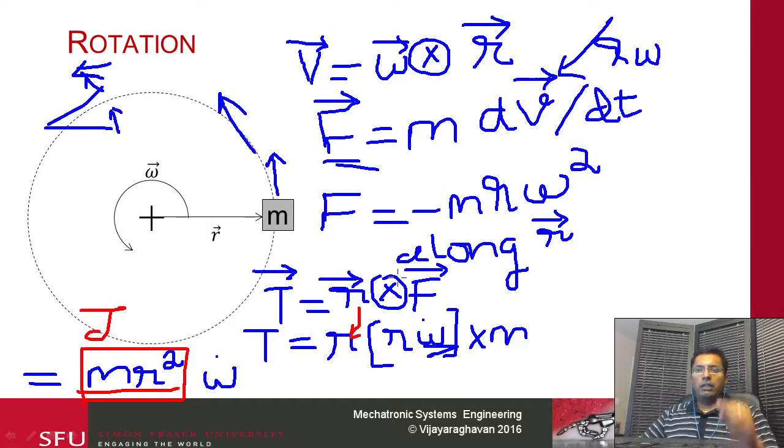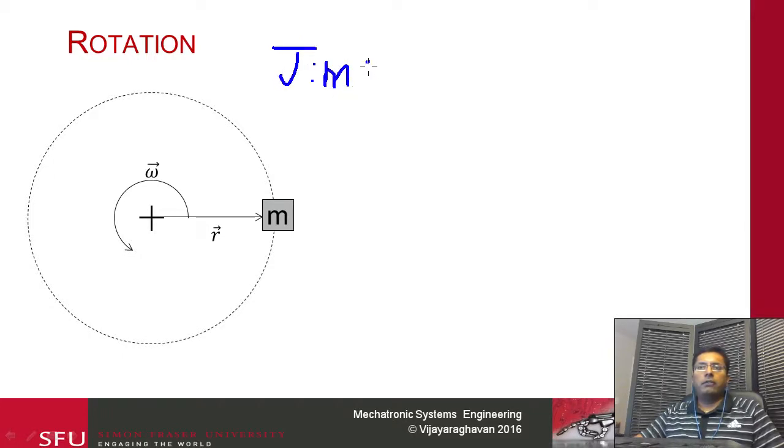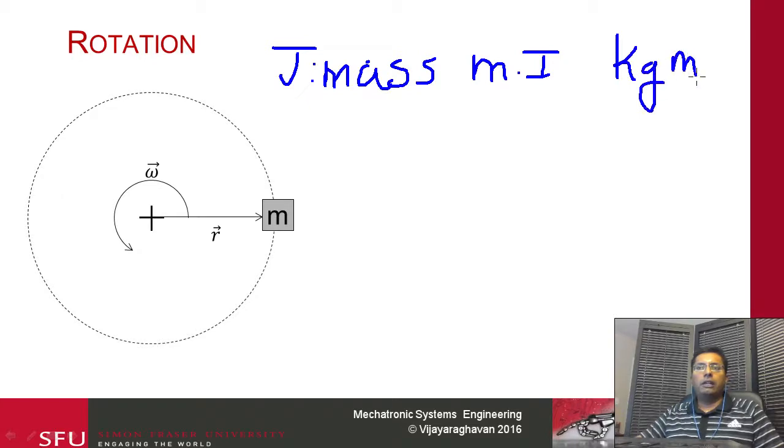So it's important to look at the difference between the two. This J is the mass moment of inertia, right? So the unit, if you recall, is going to be mass times a distance squared. So this is going to be kg meter squared in SI units, so you can figure out the equivalent in different units. This is a property related to the mass.